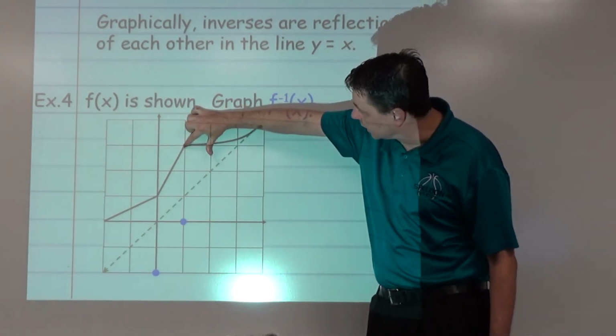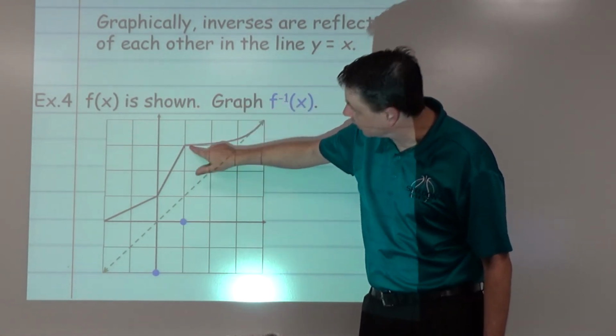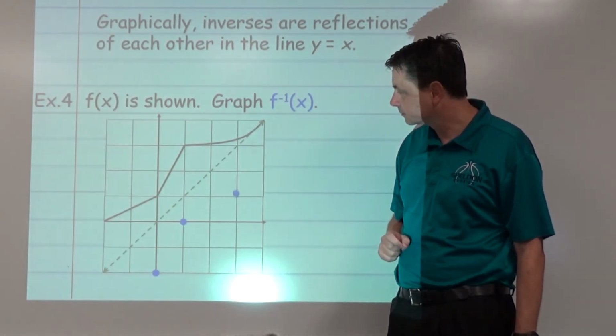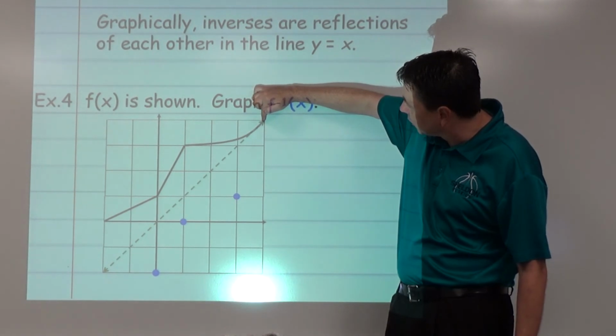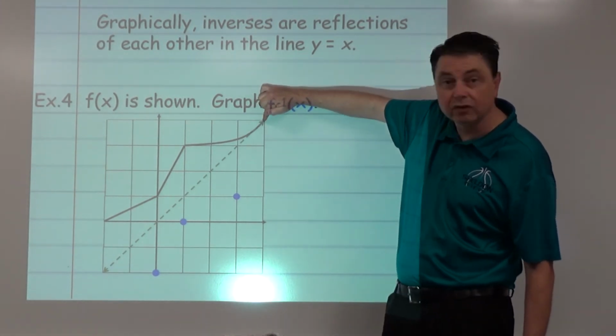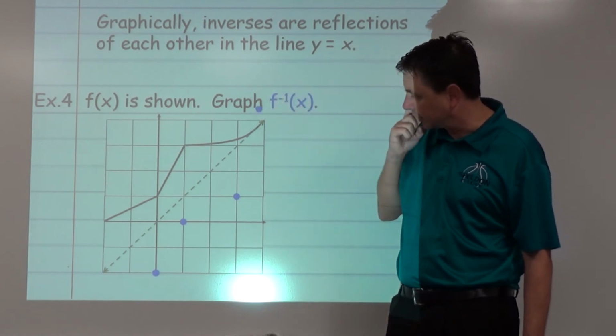We've got this point here, which is 1 comma 3. So reverse that, 3 comma 1. And then it is touching right up here at the top, which is 4 comma 4. So if we reverse that, also 4 comma 4, we've got a point right there.